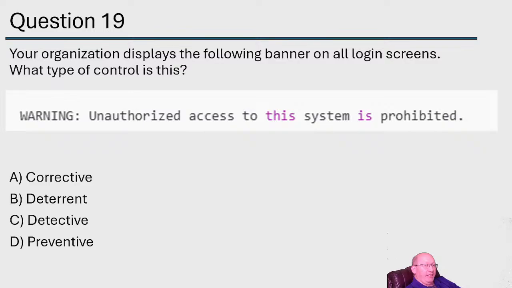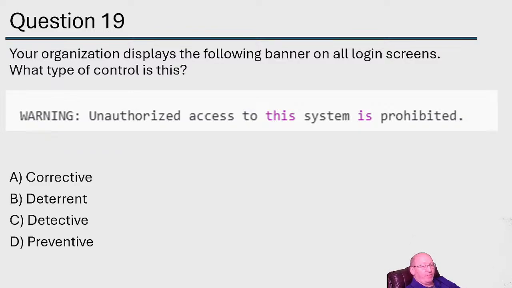All right, number 19. Your organization displays the following banner on all login screens. What type of control is this? Warning, unauthorized access to the system is prohibited. We have corrective, deterrent, detective, and preventive. A, B, C, and D accordingly. I'll give you about 5 seconds on this one. I feel like this one's an easy one for most students. For most. I'm probably wrong, though. If I am, that's okay. All right, let's answer this one.